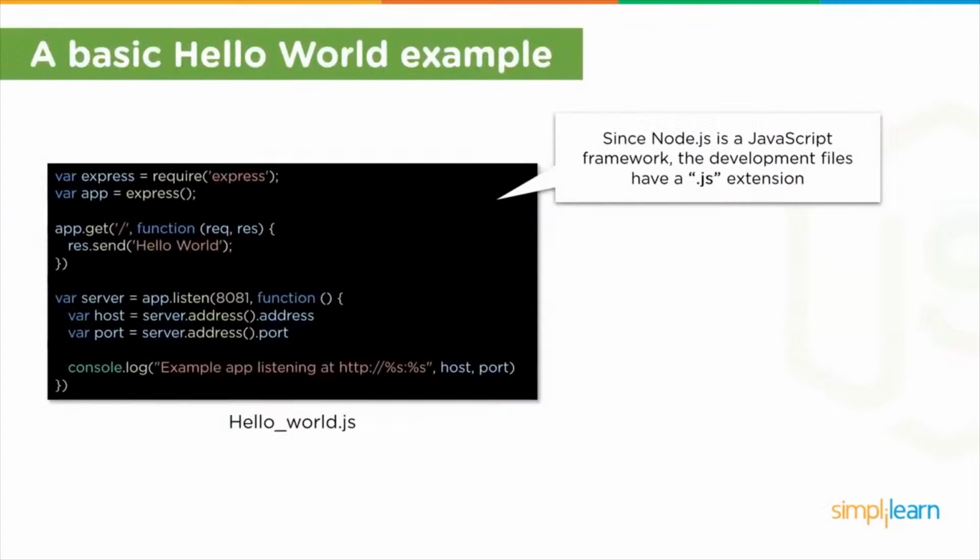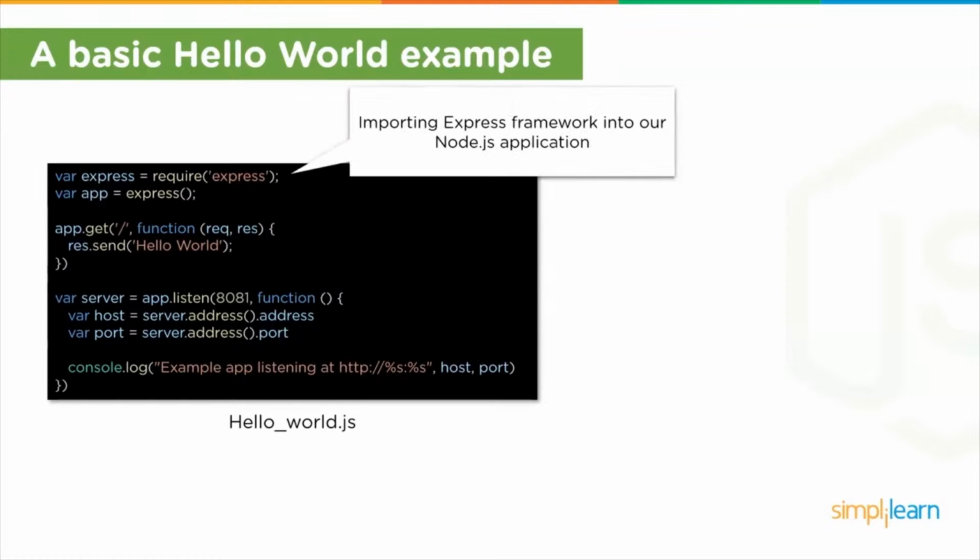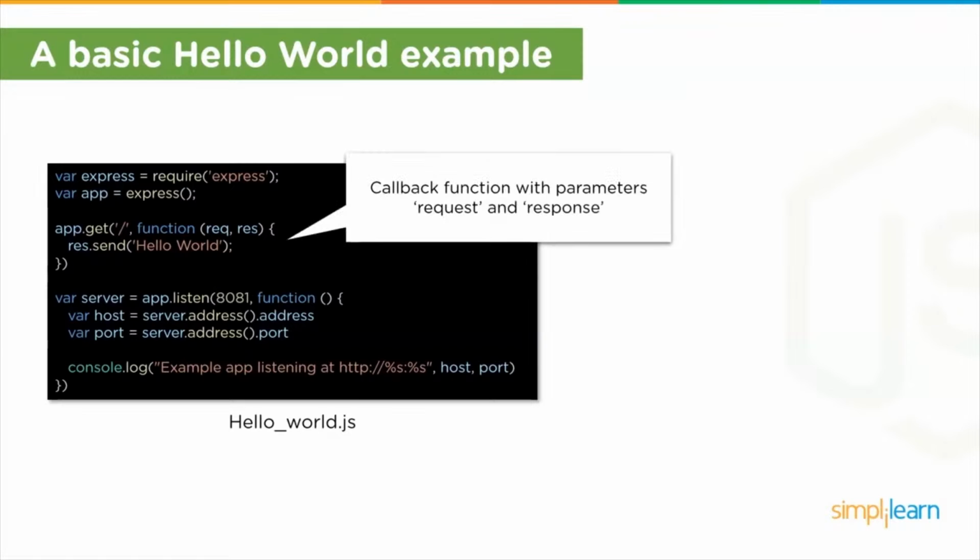Now moving on, let's take a quick example of a simple Hello World program. Now this is developed using Express framework to gain a better understanding. Alright, first up we have the var express. Now this is used to import Express framework into our Node.js application. Now the app.get method is a callback function with parameters request and response.